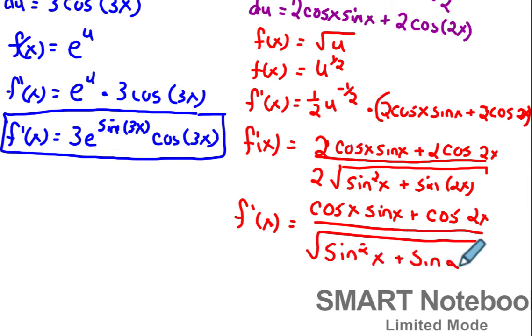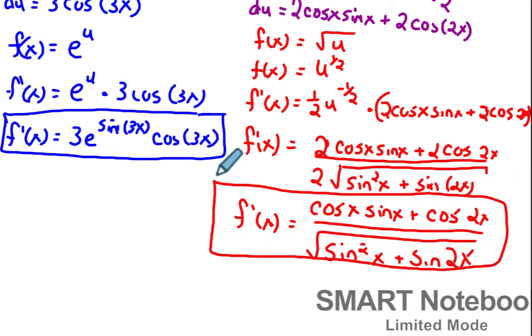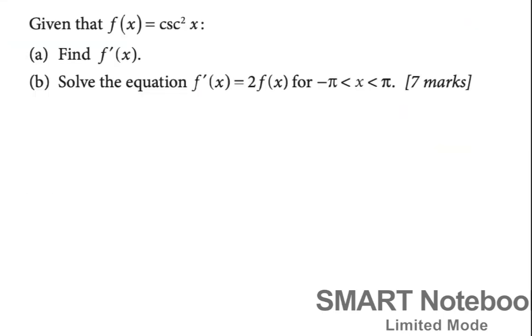This is an example where it's okay to leave a square root in the denominator. IB doesn't expect you to go any farther than this. This is a good answer. We know how to find the derivative using the chain rule. Let's look at some IB style type questions.